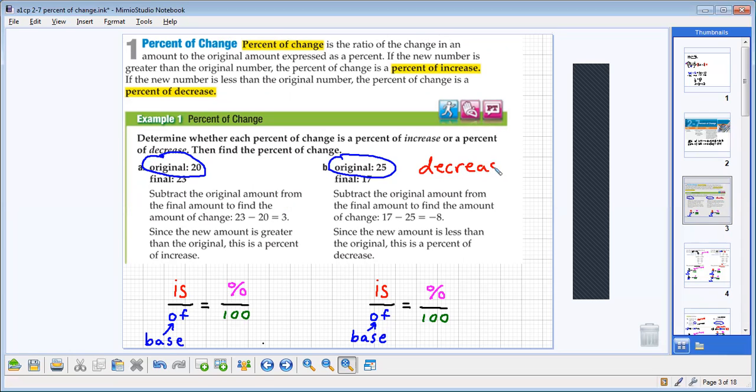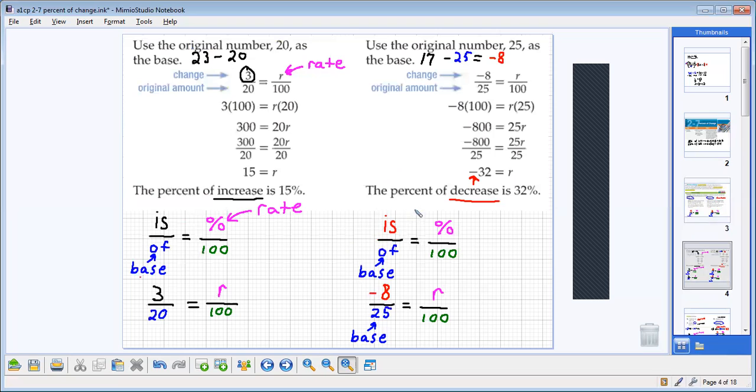And I do not want you to think that it's okay to have a negative percent. That is not okay. If we are figuring out a percentage, that percentage will be expressed as a positive. We will say a 32% decrease, though. So we do not want to express percentages as negatives. We would just say a 32% decrease. Now, how do they do that? They put -8 over 25 is equal to R over 100 to figure out that rate. Once they figure out that the rate is -32, they call it a 32% decrease. Notice here that the rate does not need to be converted.